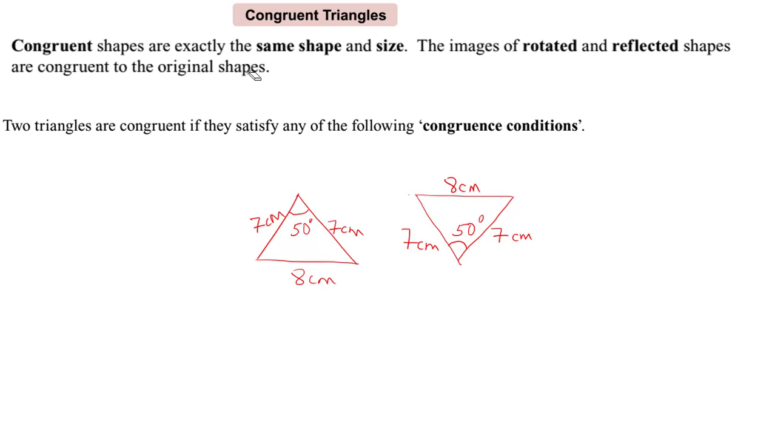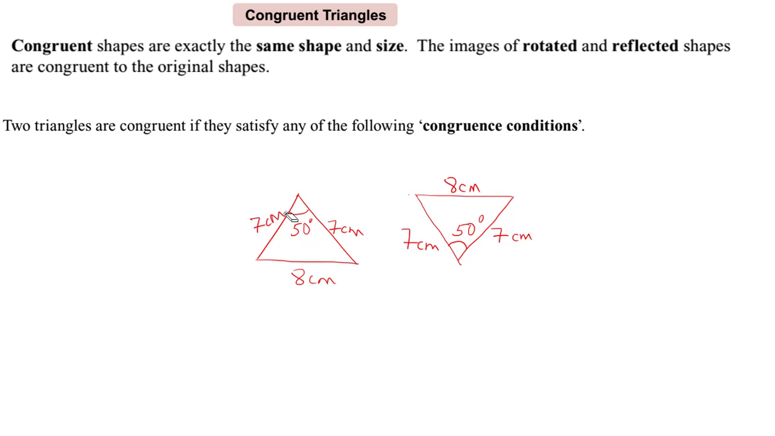So two triangles are congruent if they satisfy any of the following congruence conditions. We're going to look at four conditions that if two triangles satisfy, then we can say that they are congruent. So we've said that congruent triangles are triangles that are exactly the same. They're the same shape, same size. They're just tilted in different directions.